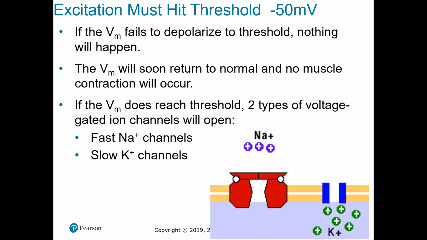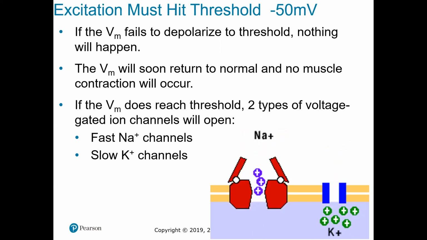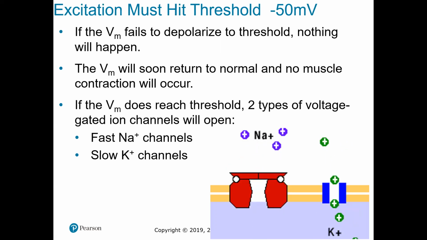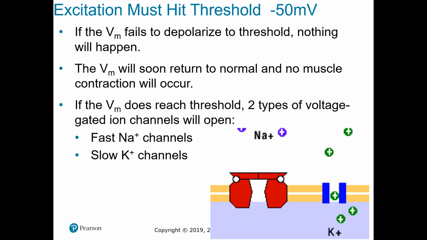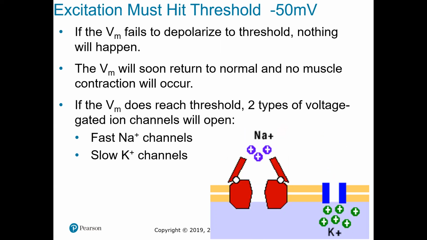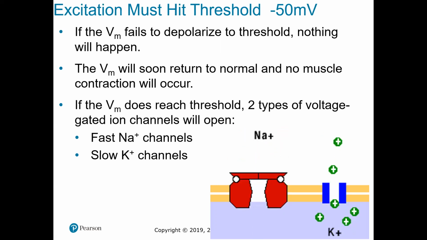No muscle contraction. Now, if we do hit threshold, if we are fortunate enough to hit threshold where we change the charge in the membrane at the motor end plate from minus 90 up to minus 50, that will trigger the opening of sodium channels on either side of the motor end plate. Sodium channels open up and allow even more sodium to rush through the cell membrane into the sarcoplasm of the muscle cell. More sodium comes in. More positive charges come into the cell.